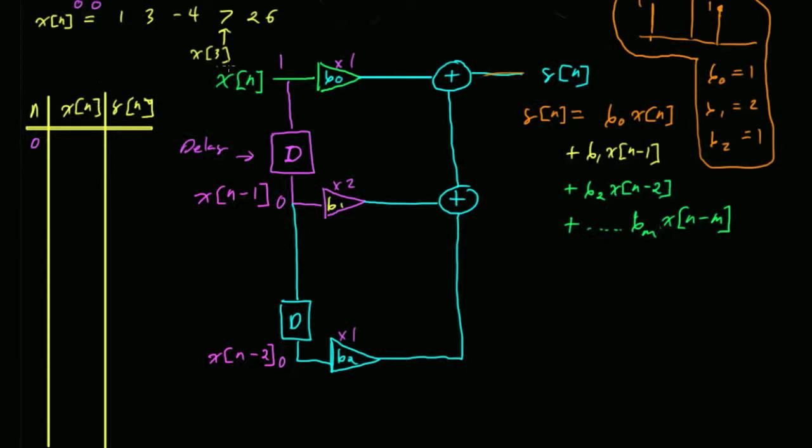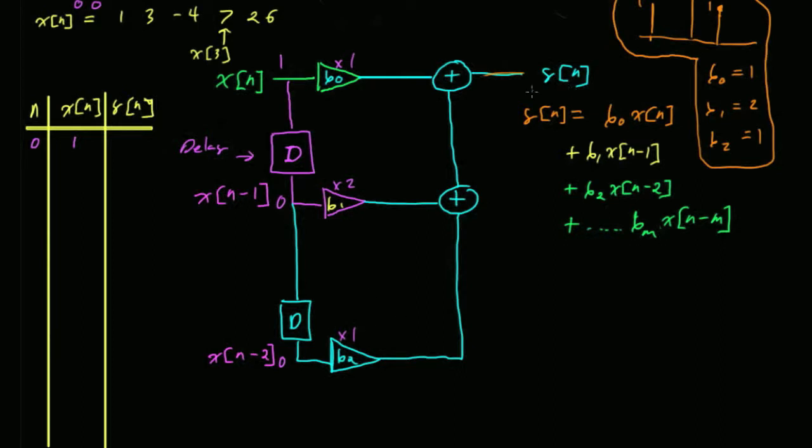I think I lied. This is the B0 term over here. That's B0. Sorry. Okay, good. So x of n is 1. So what's y of n? Right, it's 1 times 1 plus 0 times 2 plus 0 times 1.